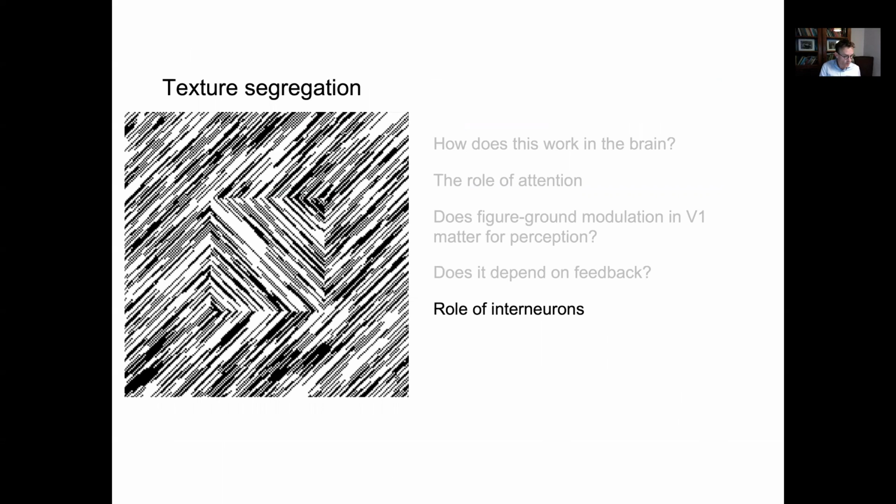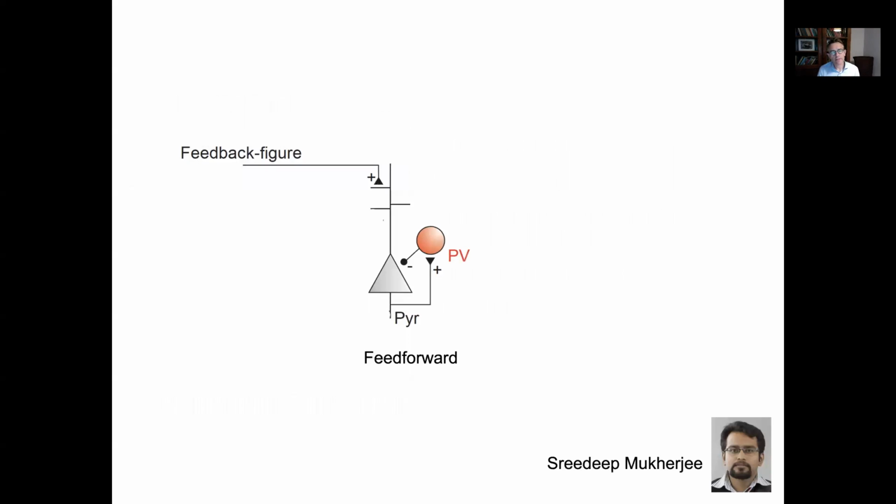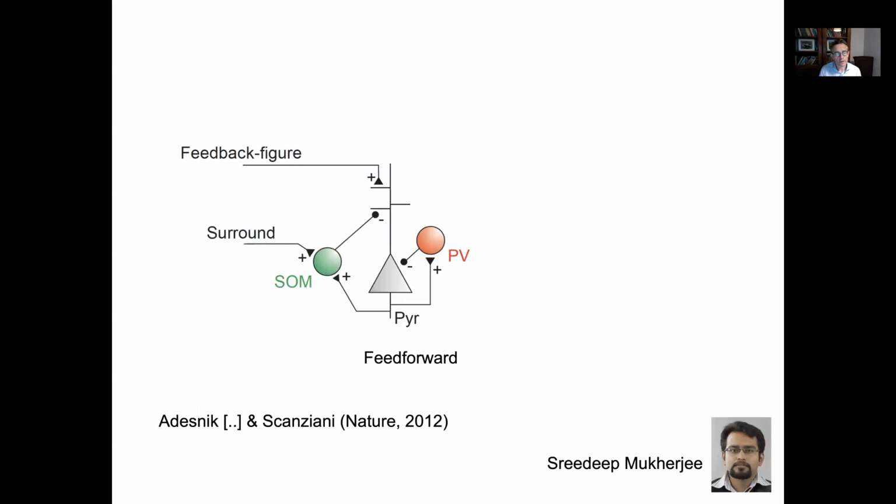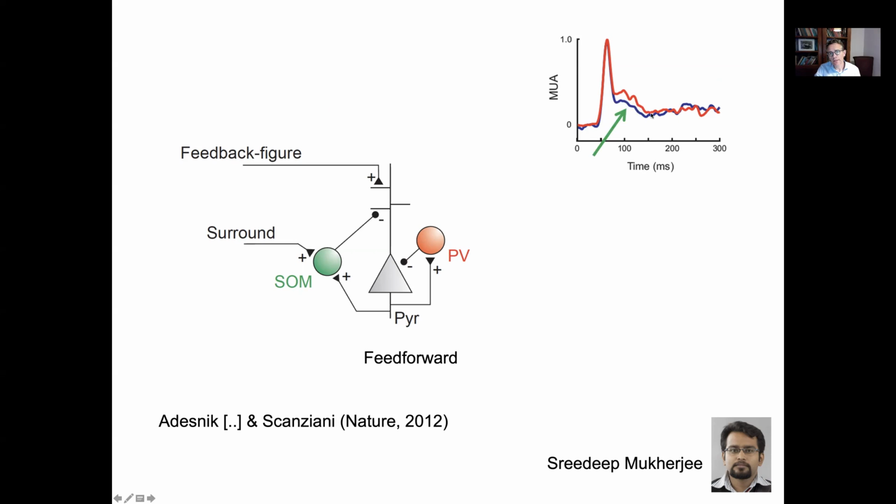I'll say a few words about the role of interneurons. As you may know, there are different types of inhibitory interneurons in the brain, the so-called PV cells, parvalbumin positive cells, that are thought to be responsible for gain control of the cortical column. Then there are these so-called somatostatin cells, and Adesnik and Scanziani a few years ago suggested that they are quite involved in surround suppression, basically maybe causing the reduction of activity for homogeneous image regions. So they might be involved in this weaker response elicited by backgrounds.